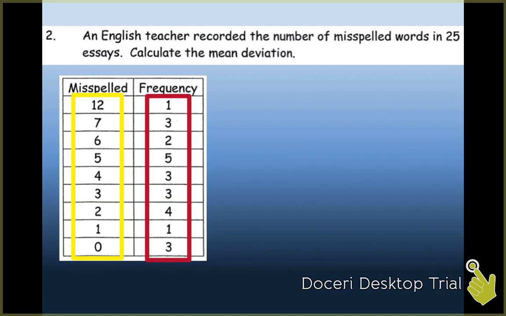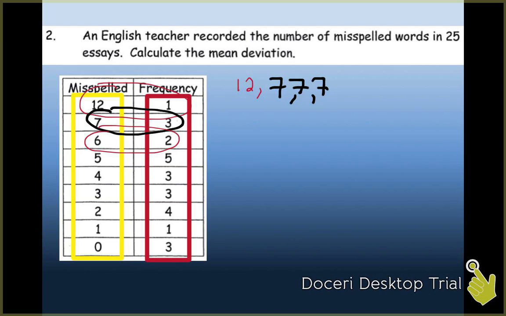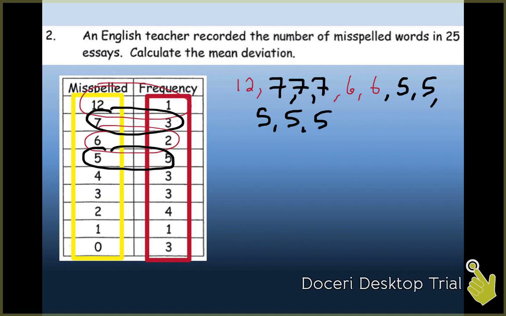So if you were to list out this entire set, you would have 12 once, you would have 7 3 times, you would have 6 twice, you would have 5 5 times, and so on and so forth all the way down the rest of the list. So if you need to write them out, that's fine.